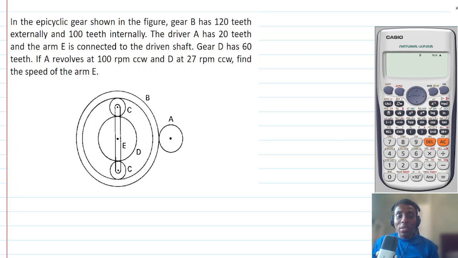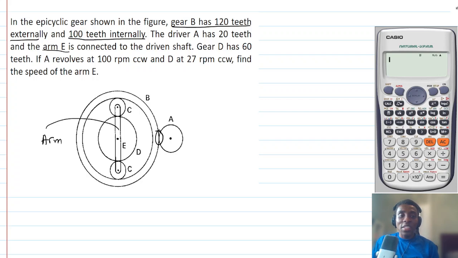Over here, we've got a gear B, which has 120 teeth externally. If you look at the external side, the number of teeth is 120, and that is meshing with A. The internal side, which is 100, is meshing with E. Sorry, E is actually the arm. E is like an arm.